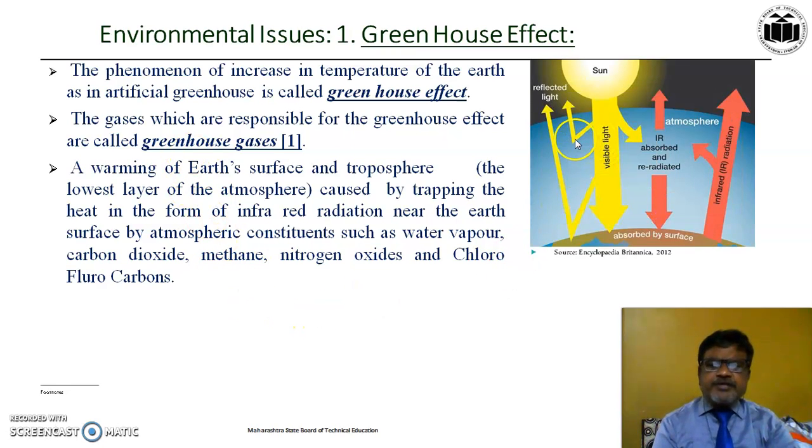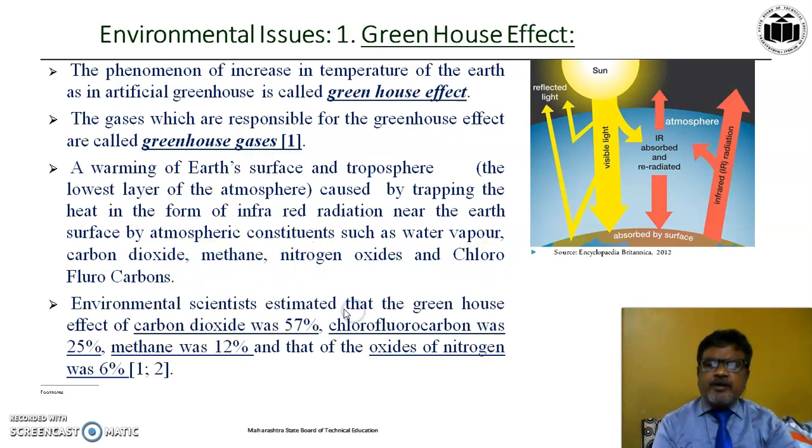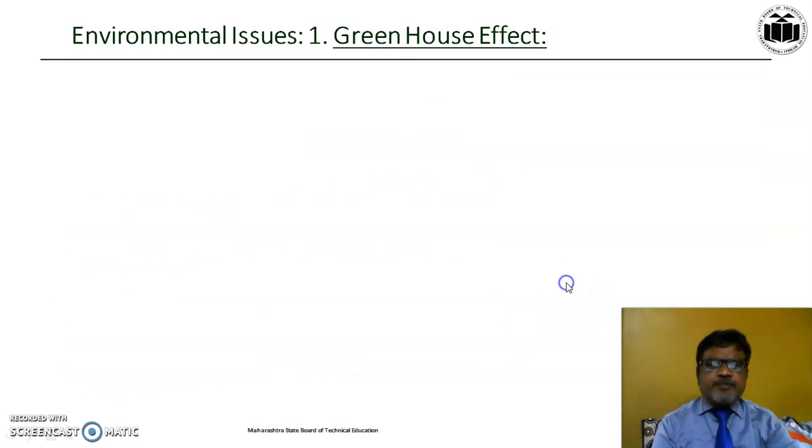Now from this picture you can easily understand that the temperature of the Earth's surface is increased by various greenhouse gases, that is carbon dioxide, methane, NOx, and chlorofluorocarbons. Various environmental scientists estimated that the greenhouse effect of carbon dioxide was 57%, chlorofluorocarbon was 25%, methane was 12%, and the oxides of nitrogen was 6%.